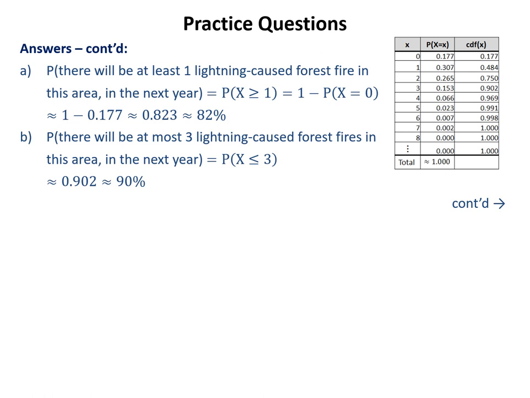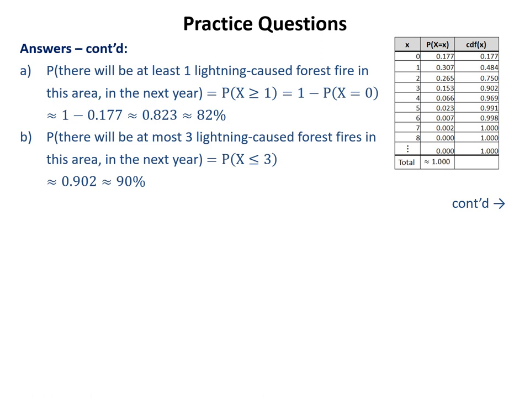Now we're ready to start answering the parts of this problem. So for part A, the probability that there will be at least one lightning-caused forest fire in this area in the next year is equal to the probability that X is greater or equal to 1, which, as we've seen previously, for a situation like this, can be done by doing 1 minus the probability that X equals 0, which gives us 1 minus 0.177, which rounds to 0.823, or to the nearest percent, 82%.